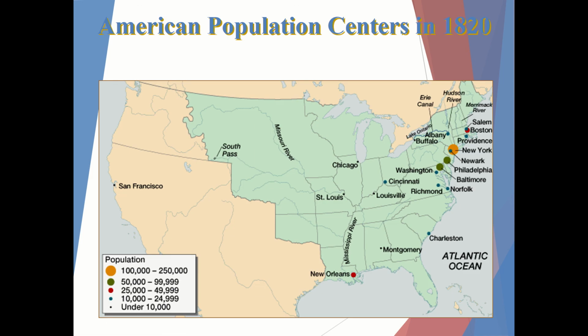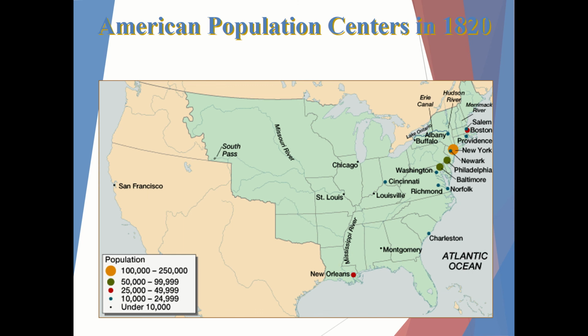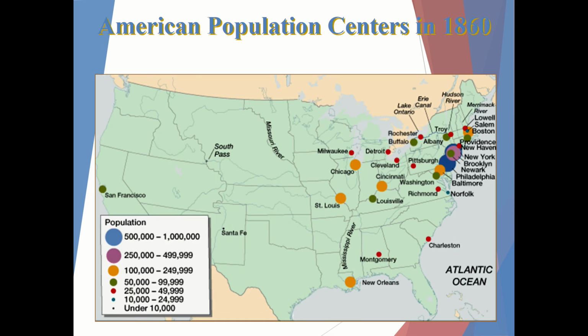This is the American population centers in 1820. So you can see where the most population was living in the US. And here is the American population centers in 1860. So you can see how other states in America were more populated than before if you compare between the two maps. So you have, for example, Chicago. If we see the map here, the population was under 10,000. Look at Chicago here. It's between 100,000 and 250,000 people who were living in Chicago in 1860.